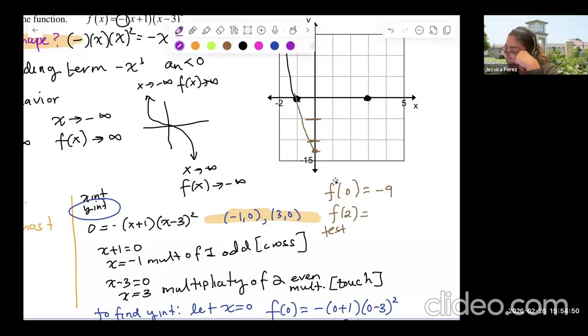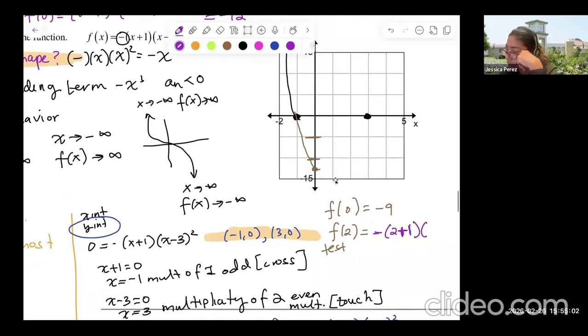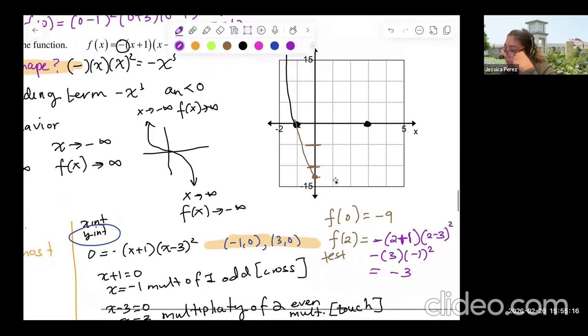So what happens at f of 2? It's going to be negative 2 plus 1, close it, and then 2 minus 3, quantity squared. So this is negative 3 times negative 1 squared. That's going to be negative 3. So at 2, it's going to be negative 3.